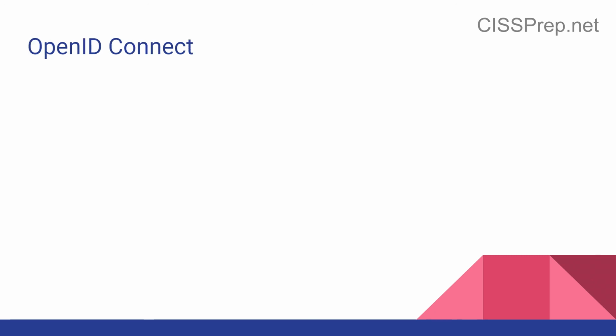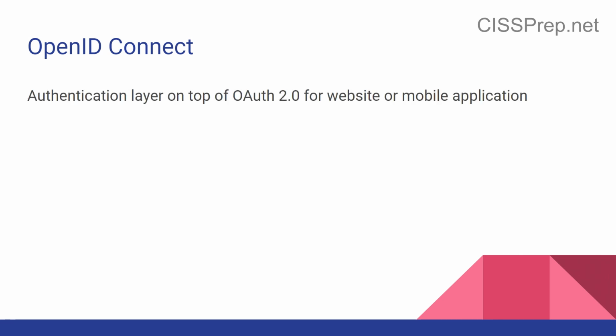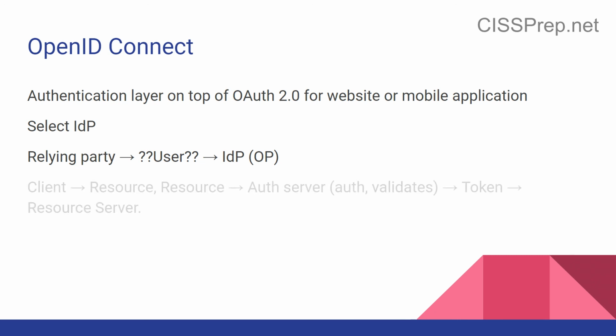OpenID Connect can be used to authenticate users either to a website or a mobile application. Note that OAuth itself doesn't provide authentication. OpenID Connect selects an IDP. The relying party can then request and receive information about users from the identity provider. That's what that IDP is. The boiled down version of how this works is basically it goes like this.